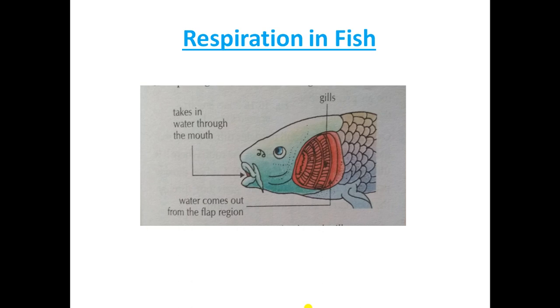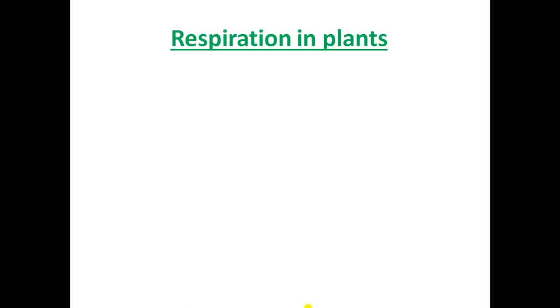gills. Now what happened? Gills are well supplied with blood vessels. The blood vessels of the gills extract dissolved oxygen from this water and send it to all parts of the body. Got it? Carbon dioxide is brought back by the blood into the gills for expelling into the surroundings. Okay? Now let us know the respiration in plants.